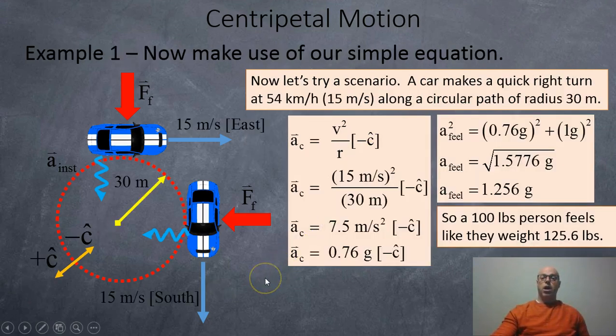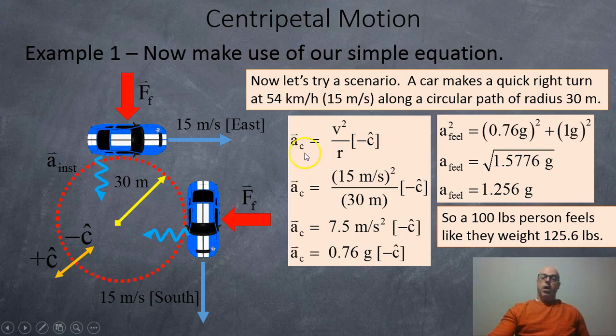Okay, so now let's try using this equation in a scenario. So for example, let's say someone's traveling at 54 kilometers per hour, or 15 meters per second, and they do a tight turn on a radius of 30 meters, which is close to 100 feet. So that'd be like taking a turn on a city street, but taking it too quickly, at a dangerous speed of 54 kilometers per hour. So what's going to happen there?